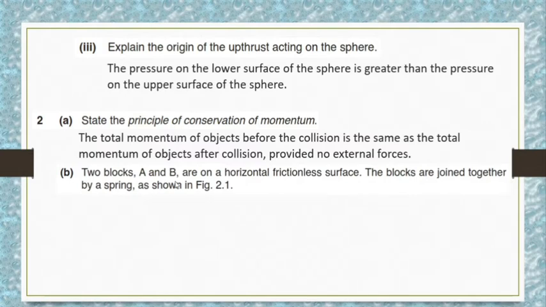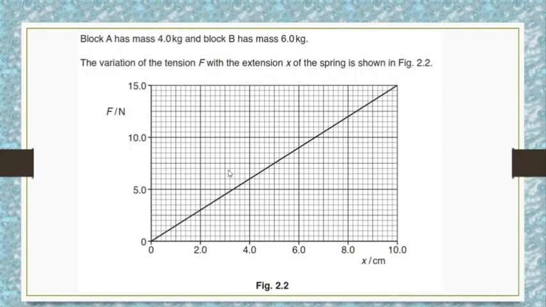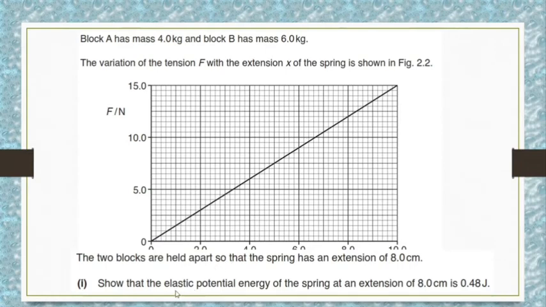2b, two blocks A and B are on a horizontal frictionless surface. The blocks are joined together by a spring. As shown in the figure, you are given the masses of the blocks, 4 kilograms and 6 kilograms, and the variation of F with the extension X of the spring is shown in this figure. The first question is about the elastic potential energy of the spring at an extension of 8 centimeters, you have to show that the value is 0.48 joules.